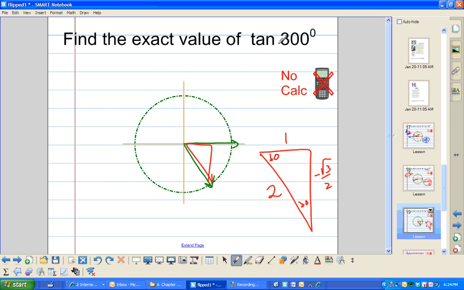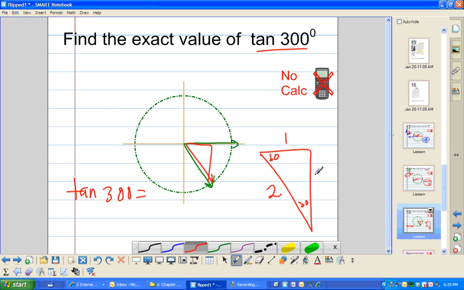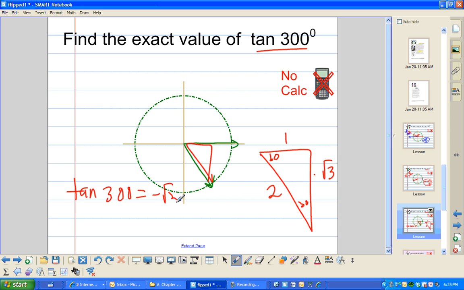Okay, well, tangent is opposite over adjacent, or y over x. So tangent of 300 is negative square root of 3 over 2, all over 1. I messed that up. You were wondering, weren't you? This is simply negative square root of 3. Sorry about that. Okay, so tangent of 300 is opposite over adjacent. So negative square root of 3 is our answer.